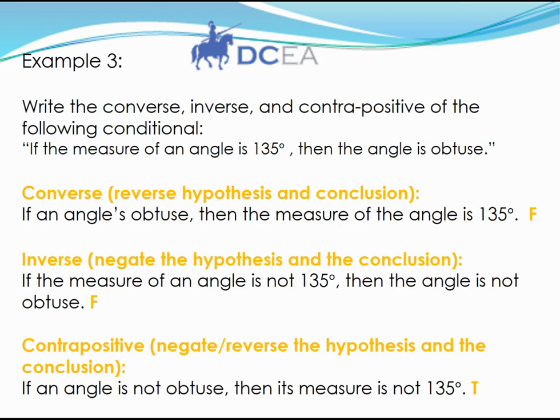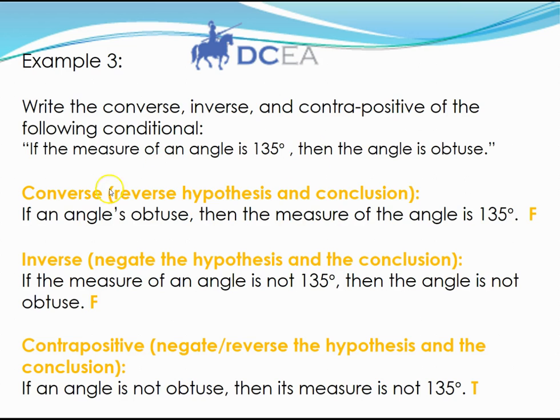Example 3. Write the converse, inverse, and contrapositive of the following conditional. If the measure of an angle is 135 degrees, then the angle is obtuse. This is a true statement. This conditional is true. If the measure of an angle is 135 degrees, we can agree the angle is obtuse. This conclusion relies on the hypothesis.